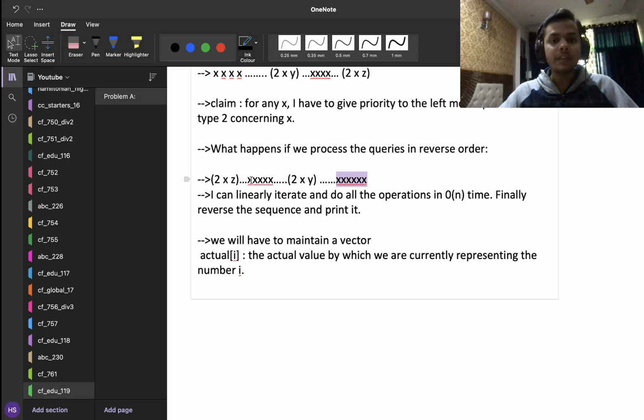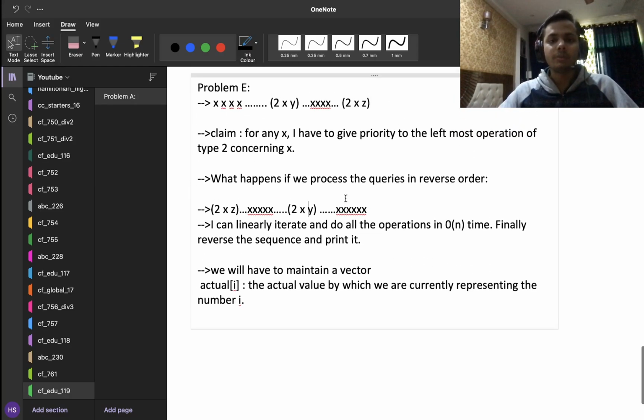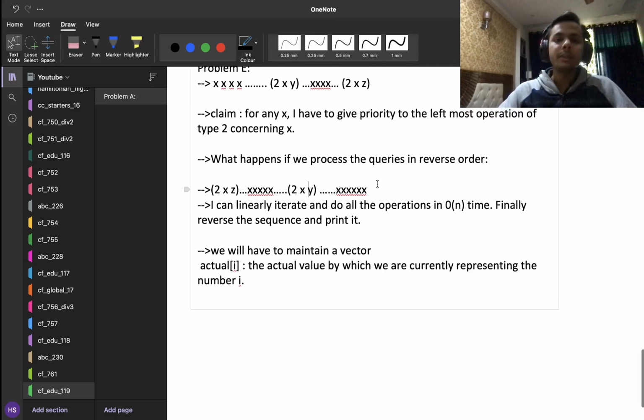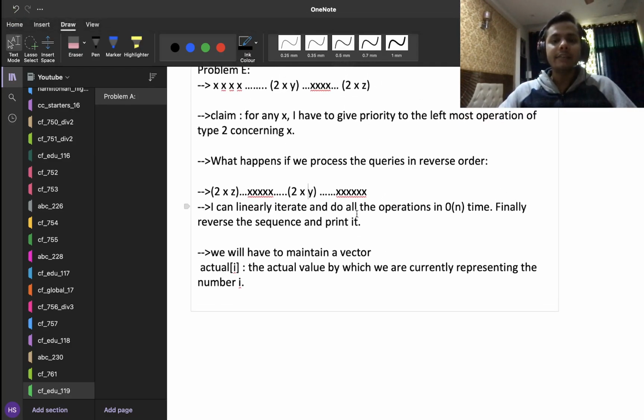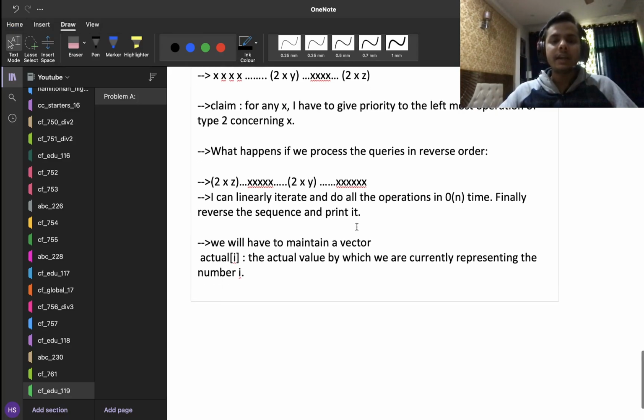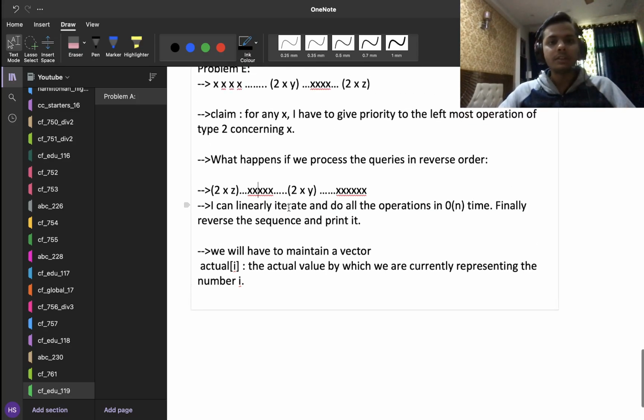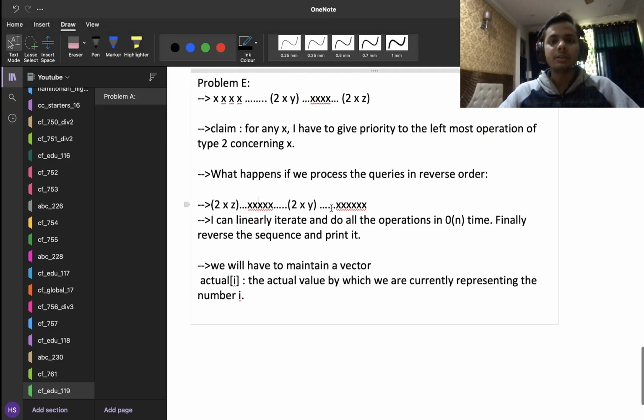If I encounter a query of type 1, I will just push back into my sequence actual of x, and if I encounter a query of type 2, all that I have to do is replace actual of x by actual of y, and that will do the job for me. So this is essentially the solution to problem E. You iterate everything in reverse order, and you maintain an actual vector where actual of I stores the actual value by which you are representing the number I currently. And if you find a query of type 2 which says x comma z, then you will just say that actual of x is equal to actual of z. Otherwise, you will just push back actual of x into your sequence, and finally you have to reverse the sequence and output it. So this basically completes the solution to problem E.